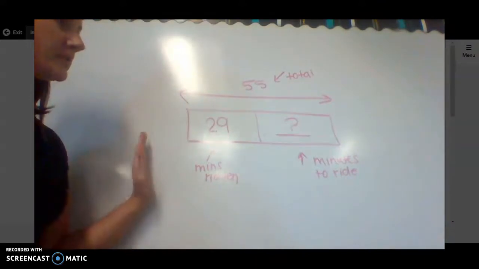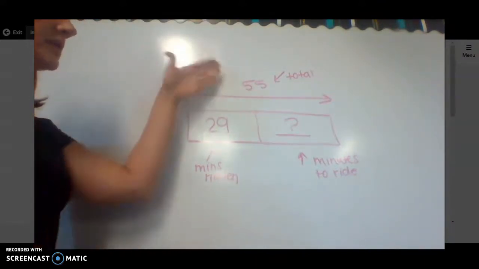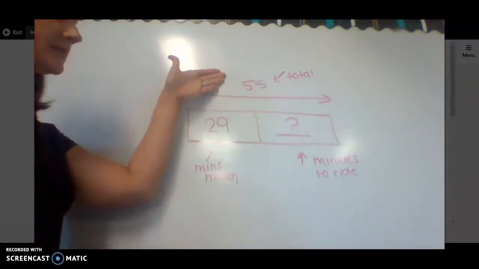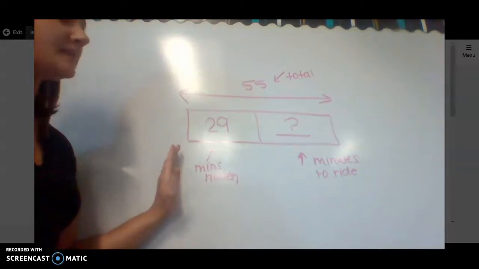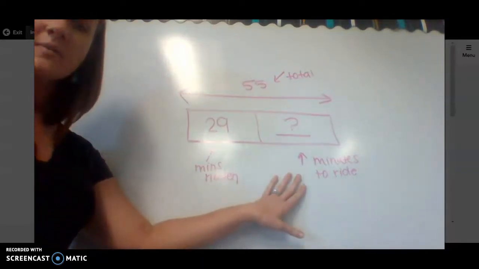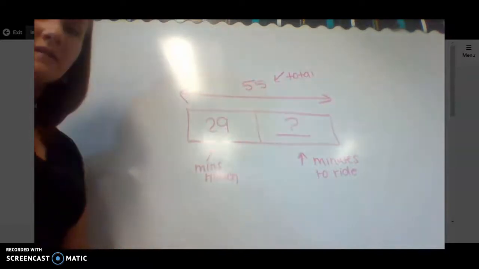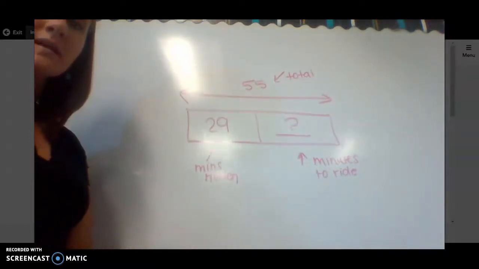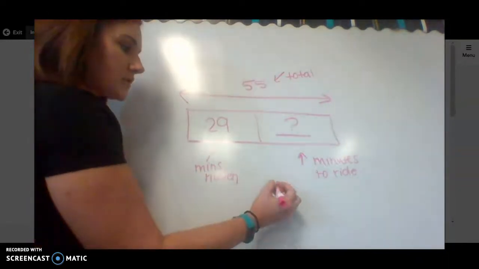So here's your first problem, number 1. It said that he had a total of 55 minutes that he rode his bike. He had already ridden his bike for 29 minutes. They want to know how many minutes he has left to meet that total of 55 minutes. So there's a few ways that you can do this. One way is that you can subtract.